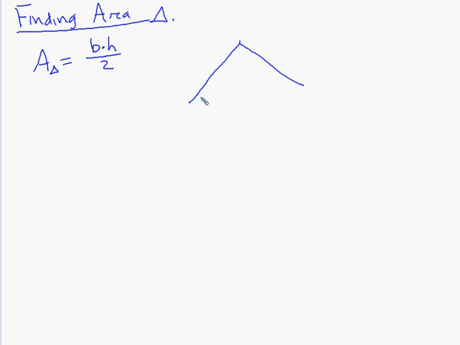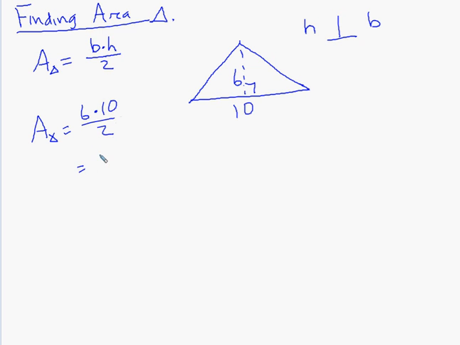So since we apparently don't know anything, let's say I have this situation. And this is very easy. The height must be perpendicular to the base. So if I want the area of that, I'm going to do 6 times 10 divided by 2. 60 divided by 2 is 30 units squared. That's the area of that triangle.